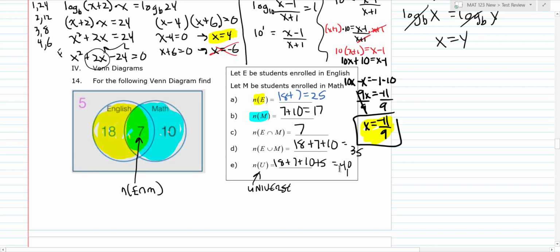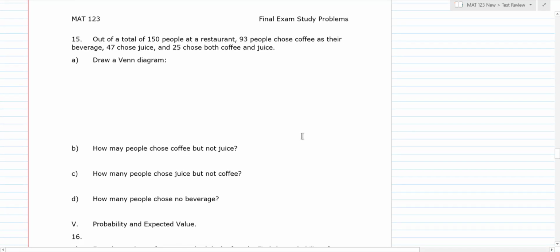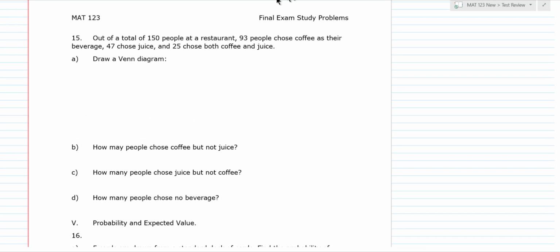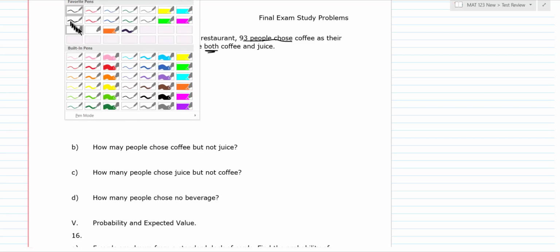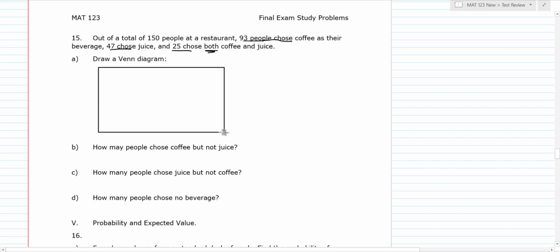So you want to know what each of these numbers represents in a Venn diagram, and what the symbolism means. On the next page, we're going to draw a Venn diagram. So let's read this first of all. What this one says is out of a total of 150 people at a restaurant, 93 choose coffee, 47 choose juice, and 25 chose both coffee and juice. So what we're going to do is draw a Venn diagram on this. Very similar to the last problem.